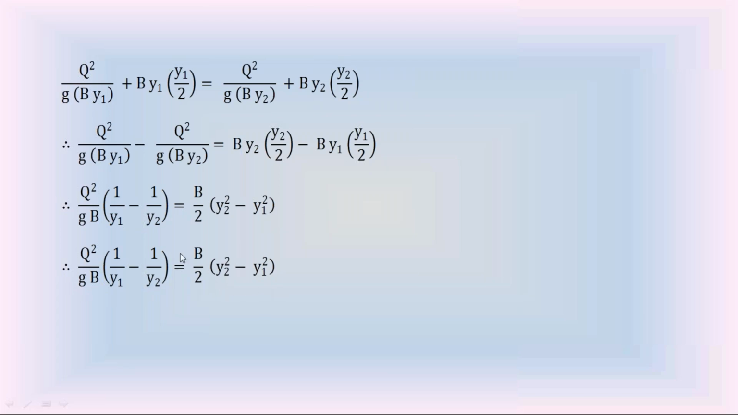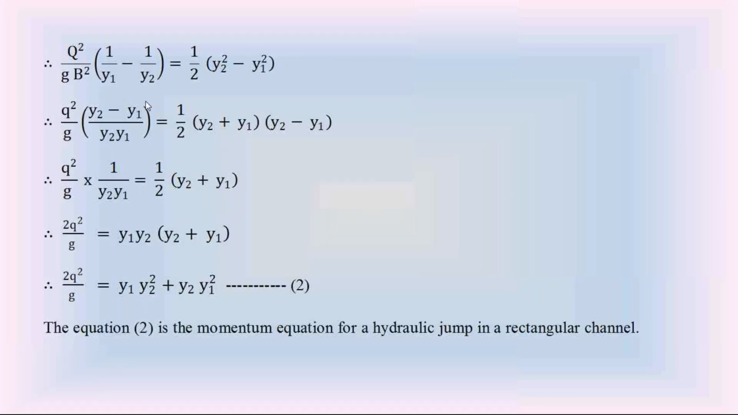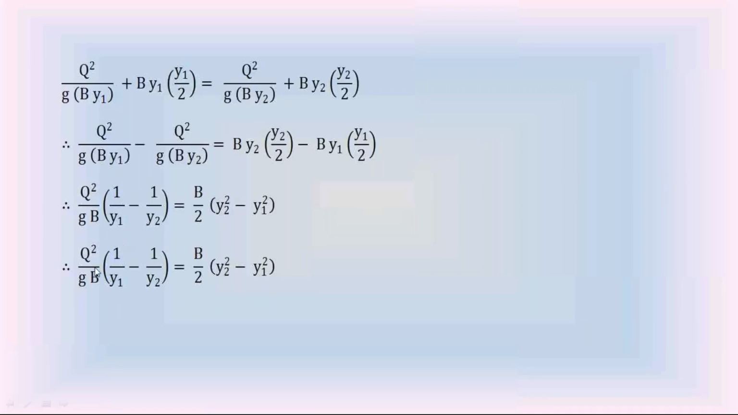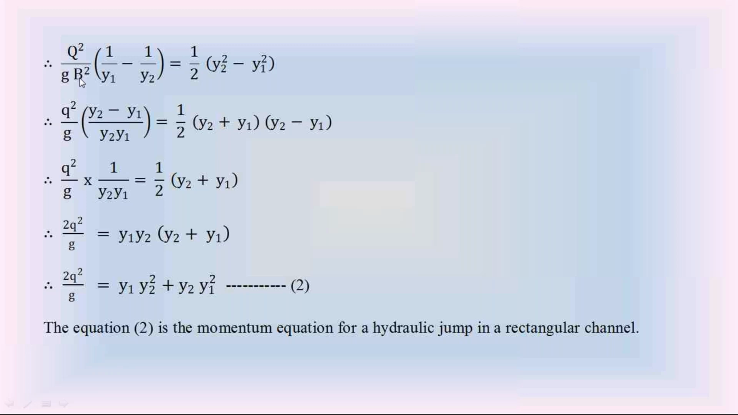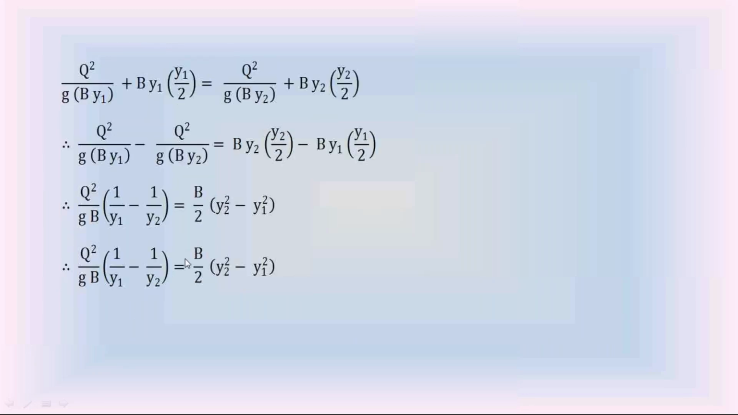Then simplify this equation. Same as it is, Q square by ZB into 1 by Y1 minus 1 by Y2 is equal to B by 2 into Y2 square minus Y1 square. Then bring the B on the right hand side to the left side. This equation becomes Q square by Z into B square. The B on the right side is in the numerator, so when it comes to the left hand side, it is in the denominator. So B into B is B square.